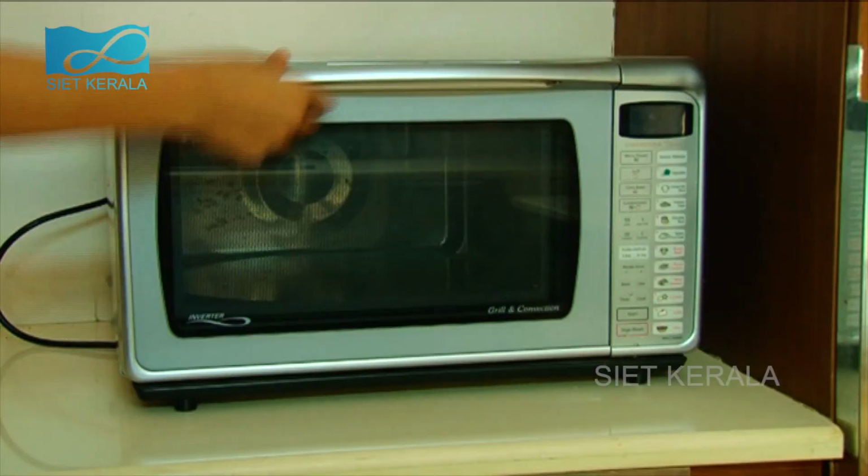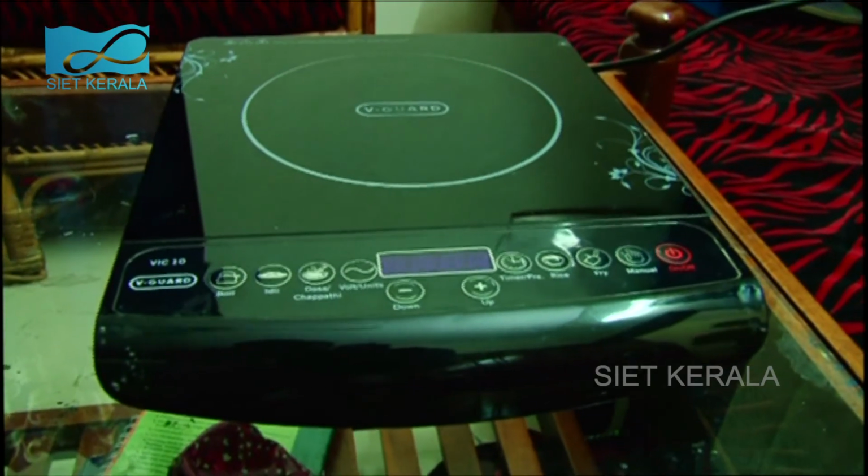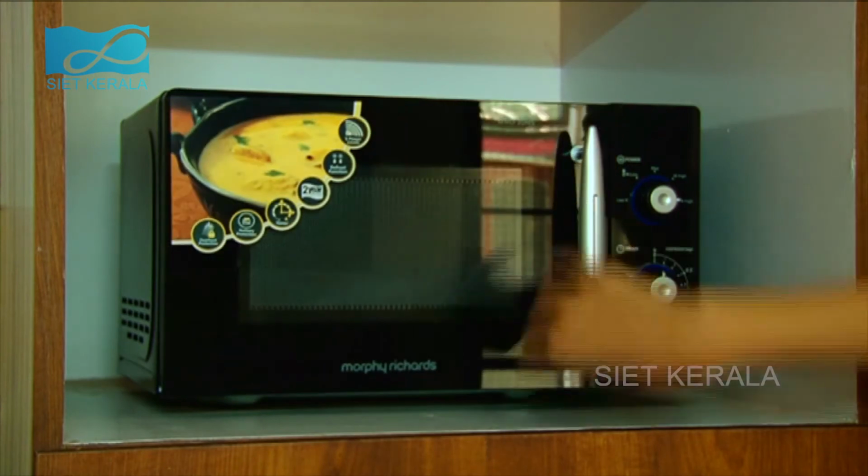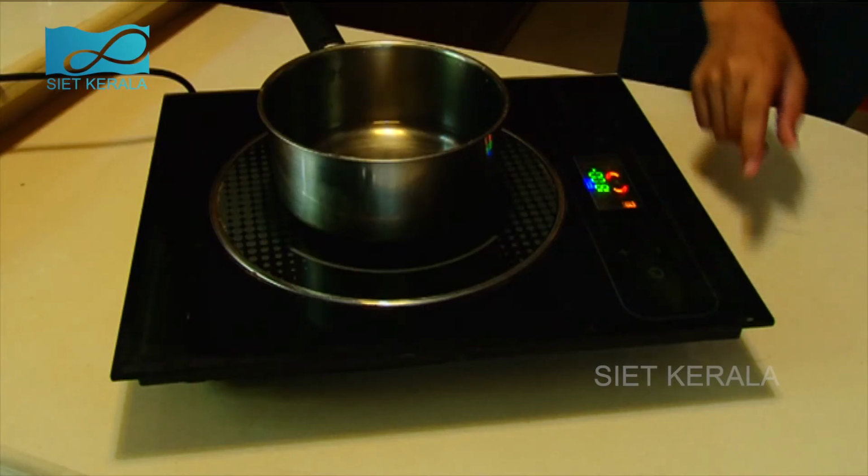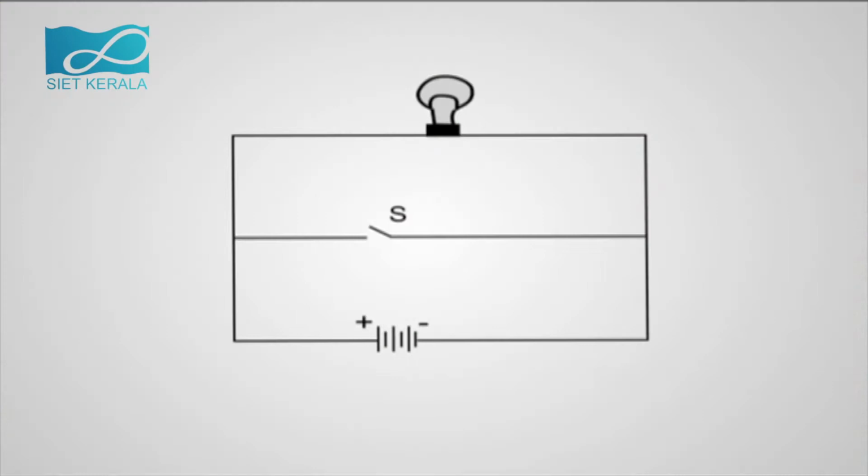Microwave oven and induction cooker are devices that produce heat energy using electrical energy without using a heating coil. These devices make use of eddy current. Just observe the circuit.